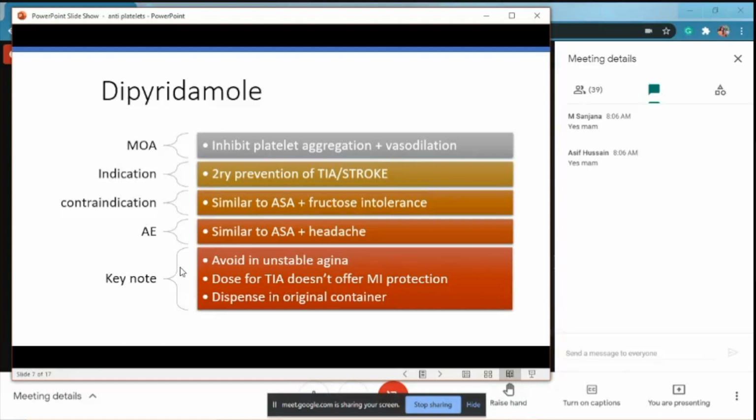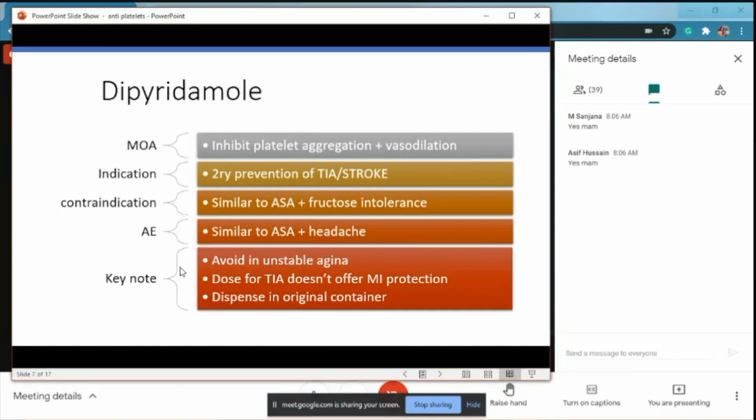And the additional contraindication is fructose intolerance. Why? Because the capsules contain lactose and sucrose. So patients who are intolerant to fructose can develop fructose intolerance or galactose intolerance.